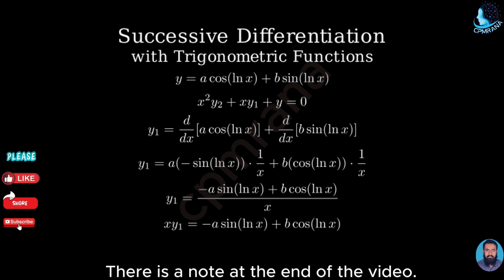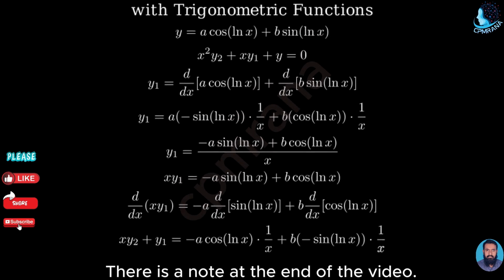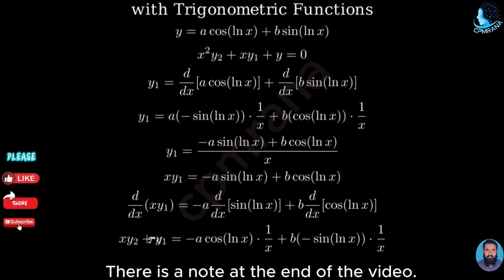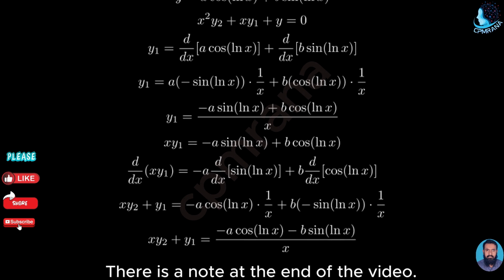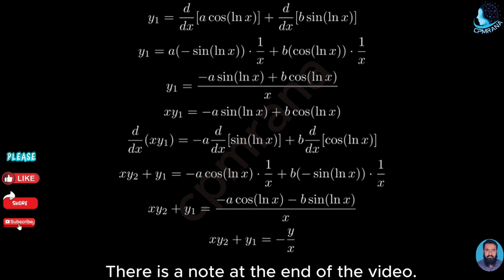Now we'll take the derivative of both sides. Using the product rule on the left side, we get x y2 plus y1. On the right side, we use the chain rule again. Simplifying the right side, we get x y2 plus y1 equals negative a cosine of ln x minus b sine of ln x, all over x. Here's the key insight. Notice that the numerator is the negative of our original function y, so we can write this as negative y over x.